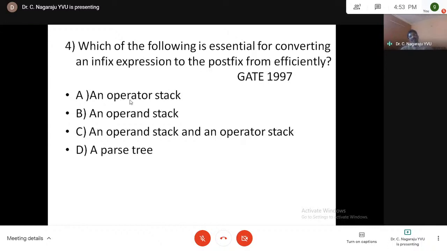In data structures we have already studied this: an operator stack can be used for the conversion to postfix, and the operand stack is used for converting infix to prefix notation. So it is not both, and a parse tree cannot be used here. That's why the answer is A. For this one, you can say that the answer is A.